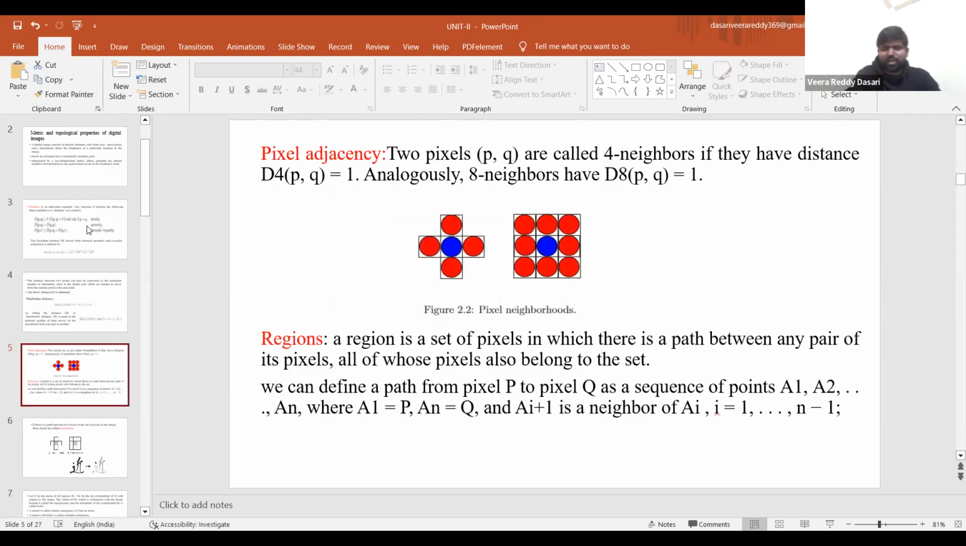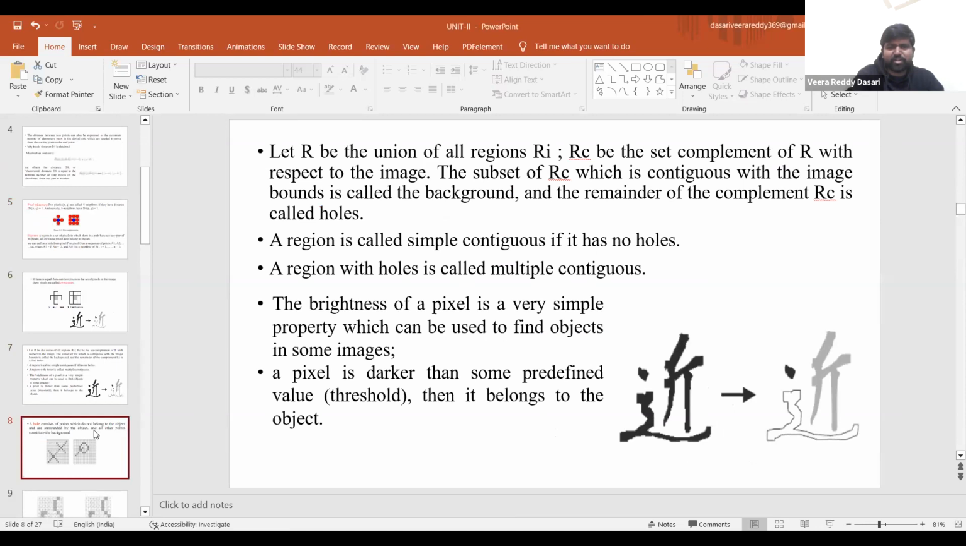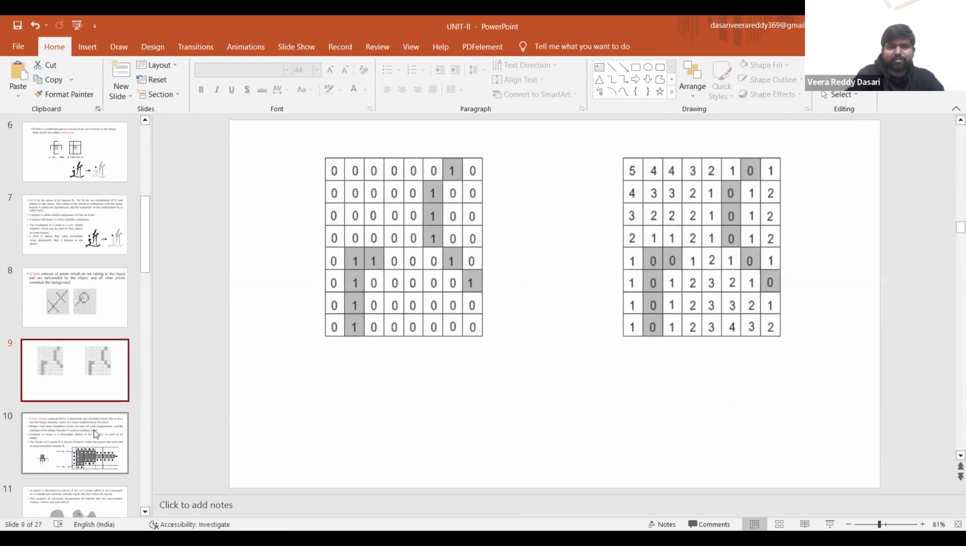Like a region, a region is a set of pixels where there is a path between any pair of its pixels. You can understand this easily. A path from pixel P to pixel Q is a sequence of points A1, A2, and so on. I don't want to read this just like that. You can prepare this. Region and image properties, if you want, write hole and edge.